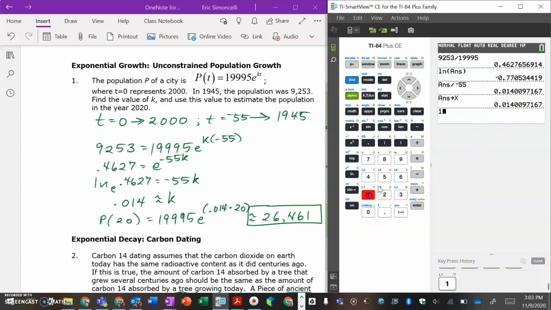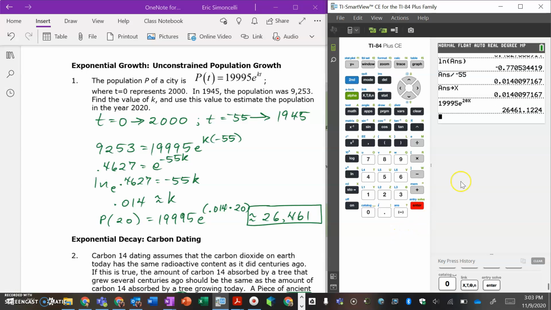But remember, the final answer was to take this, multiply it by e raised to the 20x, keep it simple. You never want to round in the middle of a problem if you can avoid it. And that ends up being the precise decimal. And again, because we want population to be in whole numbers, we're going to round down to 26,461.